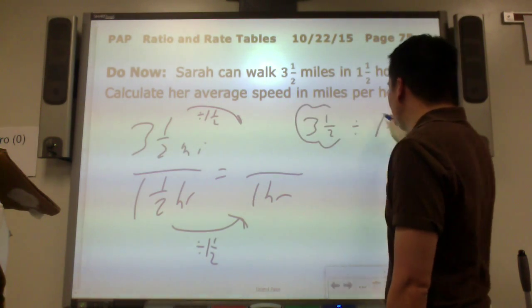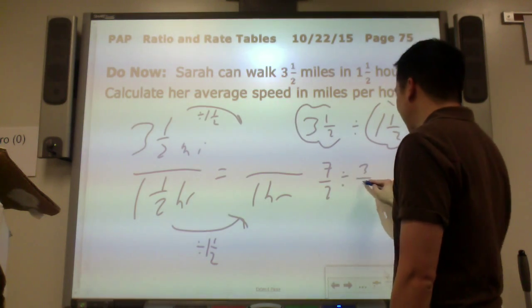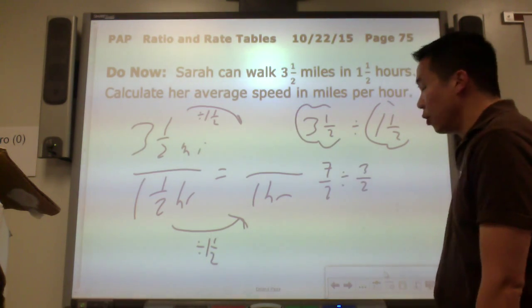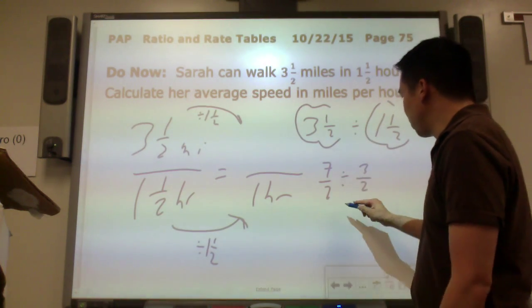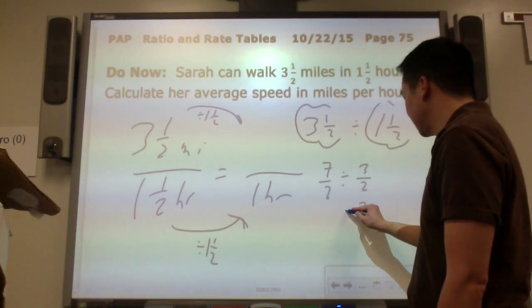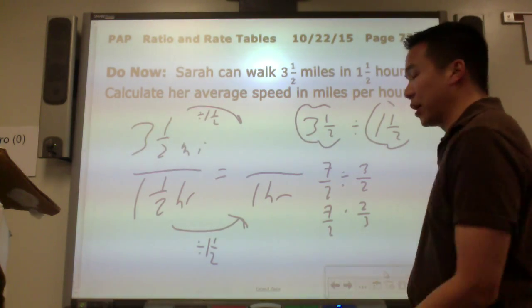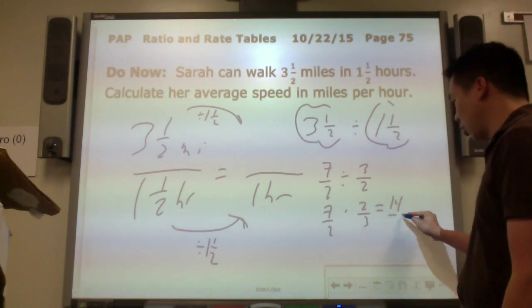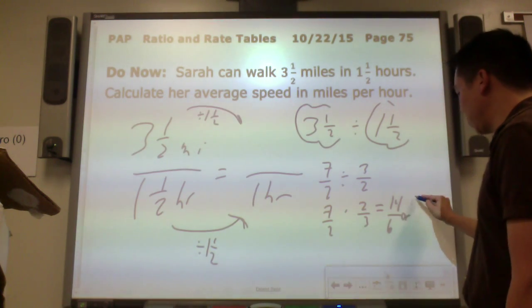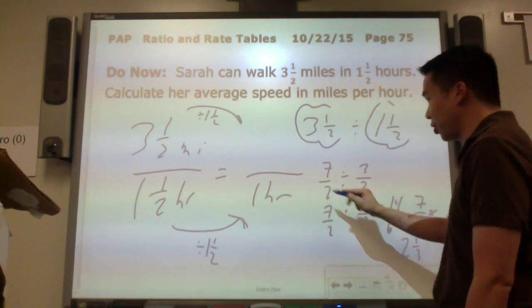Let's turn this to improper fraction. That's 7/2 divided by 3/2. What do you know about division of fractions? Do the reciprocal of the second number, and you turn it into a multiplicative expression. Some of you may learn this as keep, change, flip. So that's 14 over 6, which simplifies to 7/3, or 2 1/3.